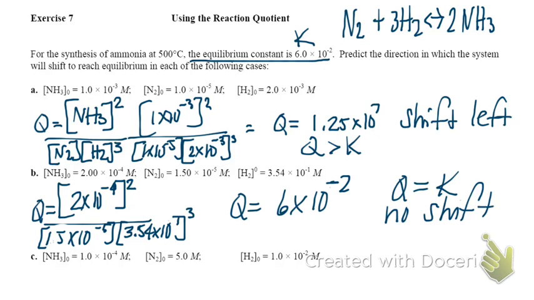And then to save time, you're going to plug in the numbers down there. When you do, you get Q is equal to 0.002. And in that case, Q is less than K. So shift right.